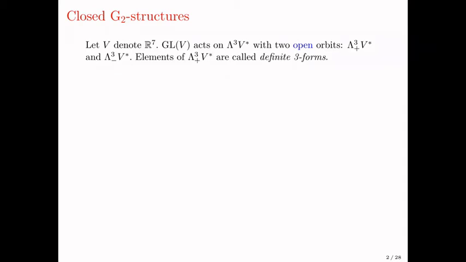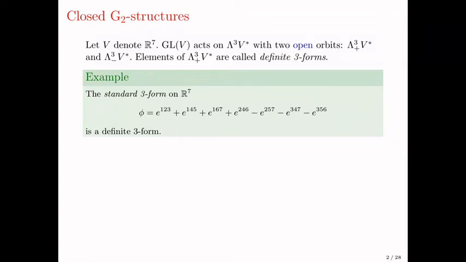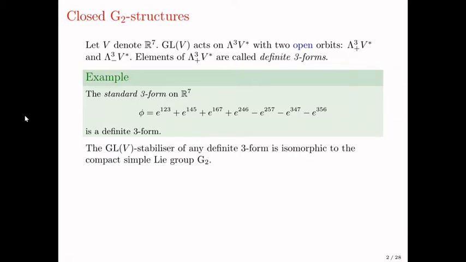Okay, and elements of this first open orbit, lambda 3 plus, I'm going to call definite 3 forms. An example, the kind of standard example, depending on your conventions, is this 3 form, the standard 3 form on R7, given with this. Here, E1, 2, 3 means E1 wedge E2 wedge E3, and E1, 2, 3, etc. are the standard basis vectors for R7. So this one is a definite 3 form. In particular, the space lambda 3 plus is just the space of all 3 forms that are GLV equivalent to this guy.